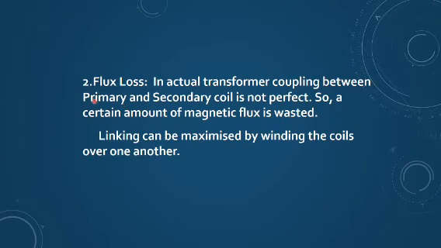The second loss is the flux loss. In an actual transformer, when we join the primary and secondary coil, that coupling is not perfect, so some magnetic flux is getting wasted. We can avoid this flux loss by maximizing the linking. It means there should not be any gap between the windings, and the winding should be perfect. So flux losses can be avoided by maximizing the winding of the coils over each other.